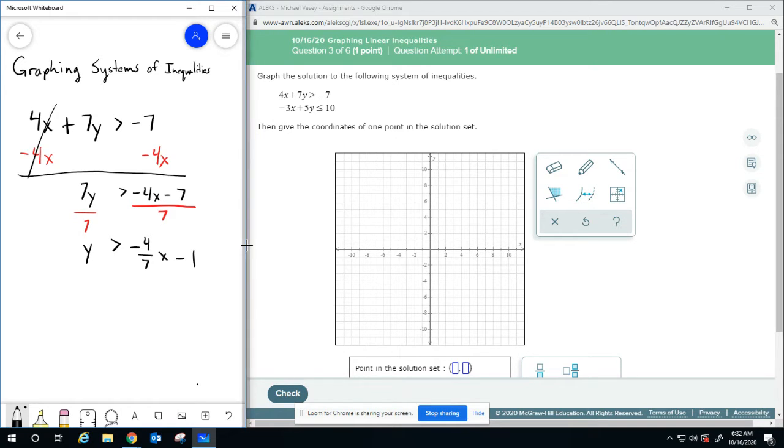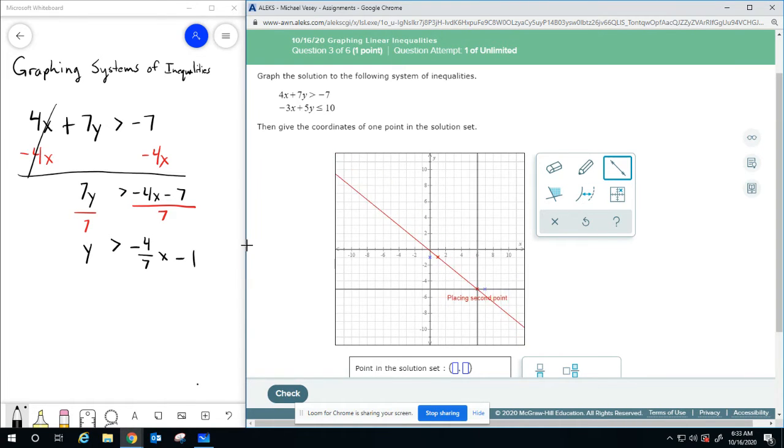Let's come over here and graph it. The y-intercept is -1, so I'm going to put a point there, and then the slope is down 4, 1, 2, 3, 4, and right 7. Right there. Okay, and I'm going to go ahead and draw that line. Oops, made a mistake already. There we go.